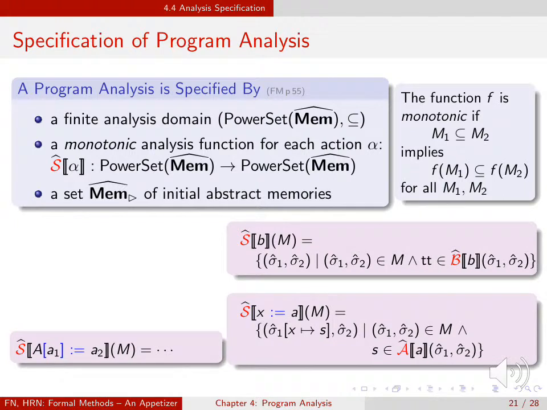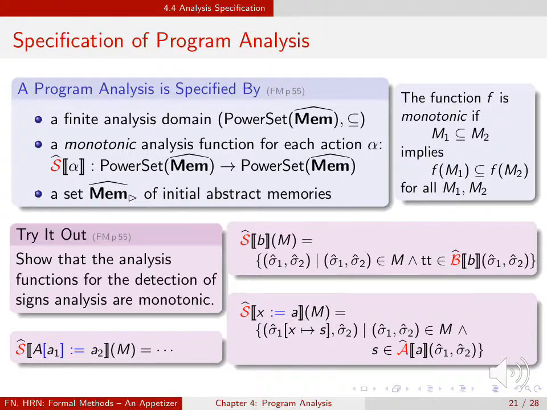Let us recall the detection of signs analysis that we have developed. Here are the abstract analysis functions for parsing a Boolean and for a symbol assignment. Now it is time for you to show that the analysis functions are indeed monotonic.